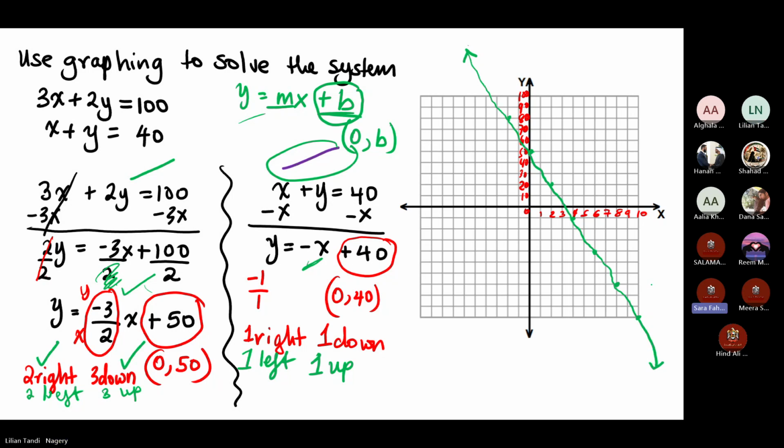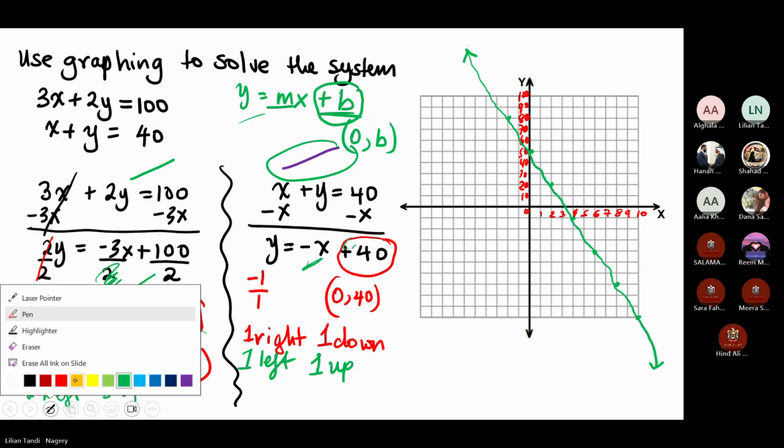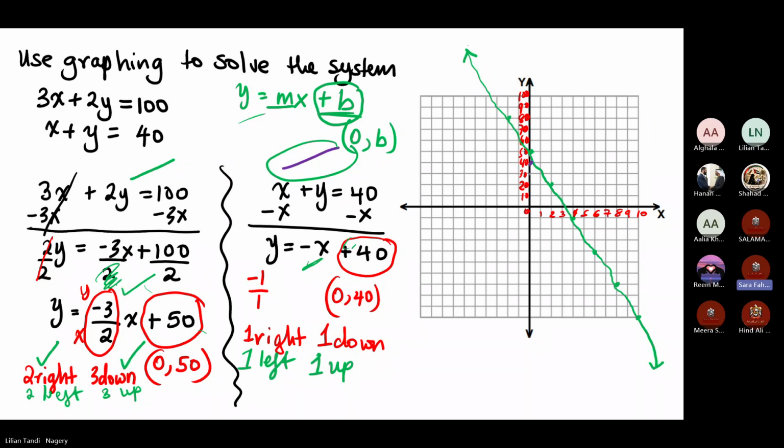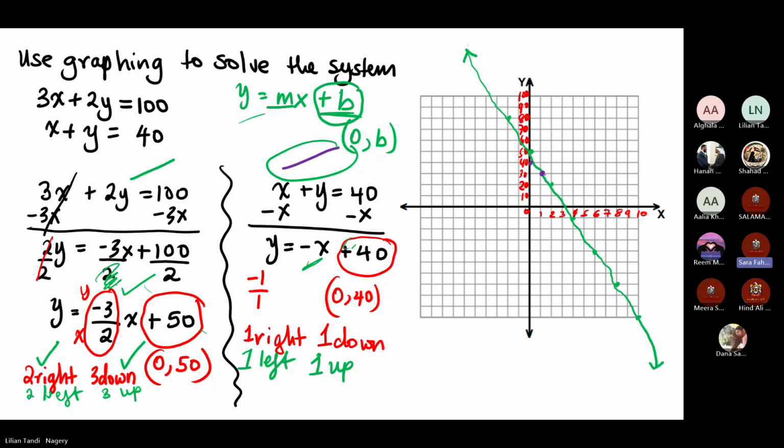Yes. Now let's do the purple line. Where do I go? Go 0, then go up 40. Okay, 0 to 40. I am here. Then 1 right, 1 down. 1 right, 1 down. Then 1 right, 1 down. Okay, complete.